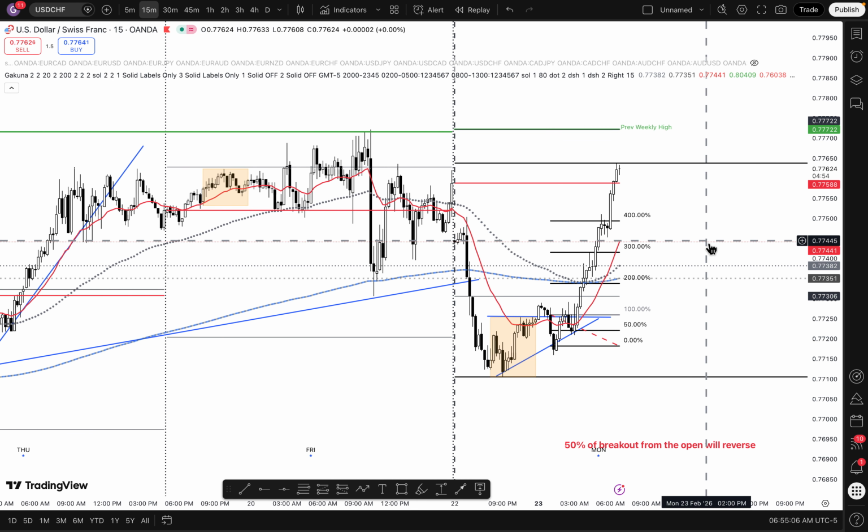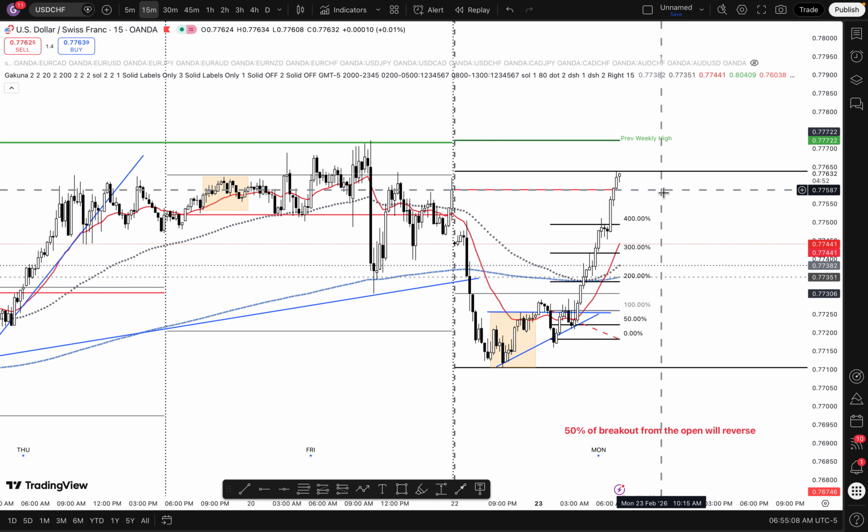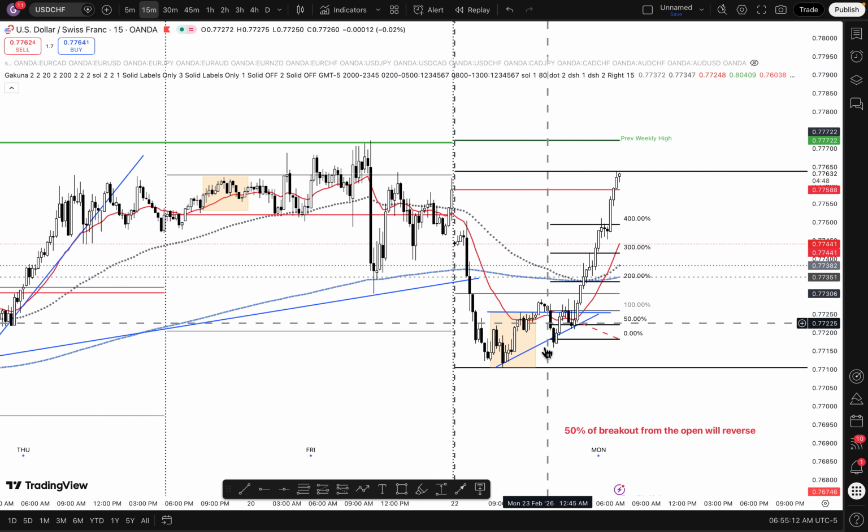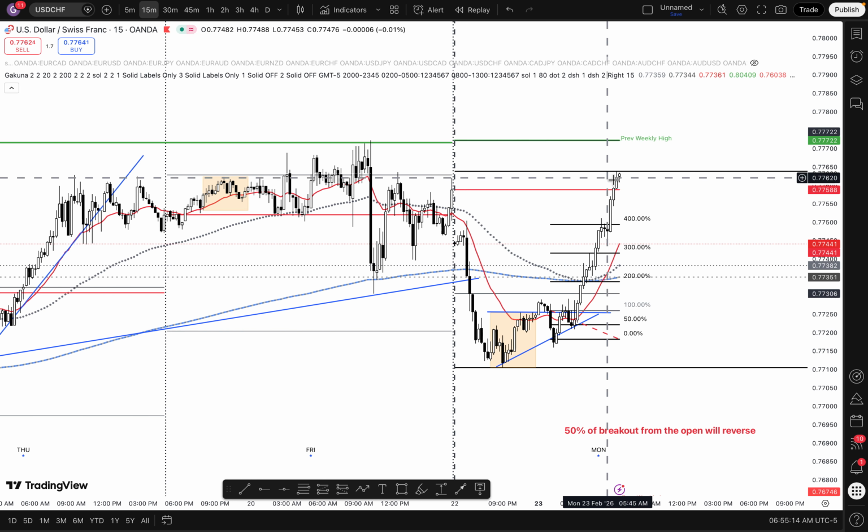Always think of your entry point as last night's close. Traders will be thinking of entry points around this level, but for me, I'm thinking of break even from this level.